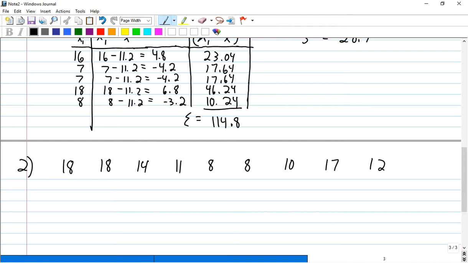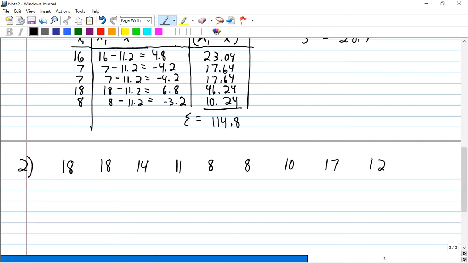And anytime you get a different answer, just tell me, because I'm human too. I make mistakes. Alright, so I summed all those up, and I got 116. Divide by 9. And did you get a mean of 12.8 repeating?